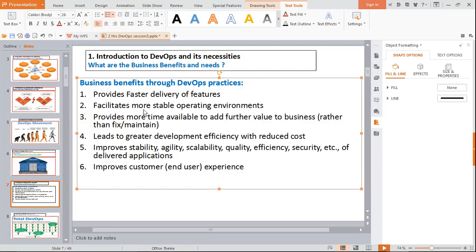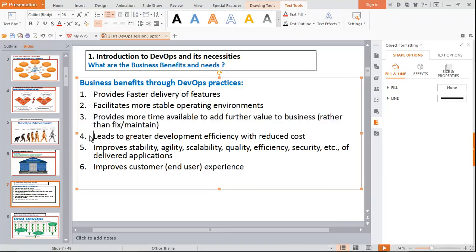And it provides more time available to add further value to the business rather than fixing and maintaining as in a traditional model. It means the requirement size is very small, team sizes are very small, and with that collaboration is very active always as per the agile methods, agile practices. With that, everybody is going to work on the feature fixing, with product centric teams.